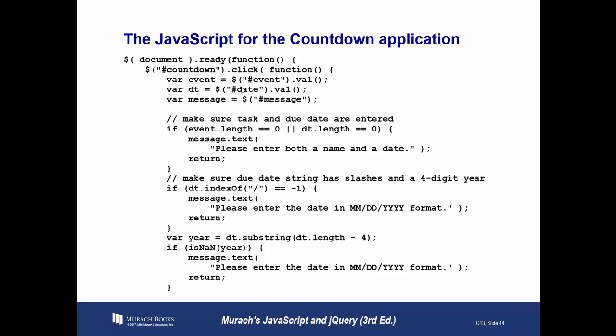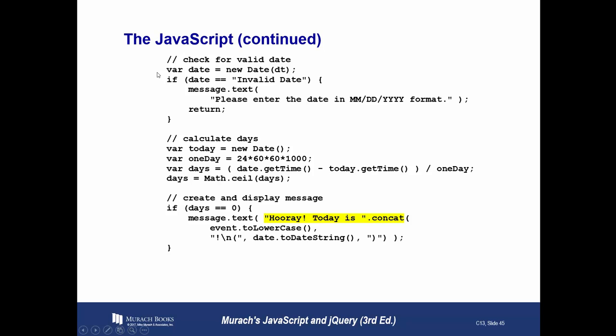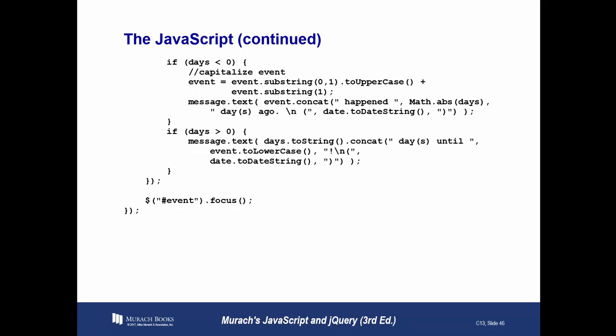Third, it uses the substring method of the string object to get the last 4 characters of the date string. Then it uses the isNaN, or is not a number, function to make sure that the characters are a number. Fourth, it uses the date entered by the user to create a new date object and then checks it to see if it contains an invalid date. And based off of that, if everything is passed, it builds the message and then presents it to the user.